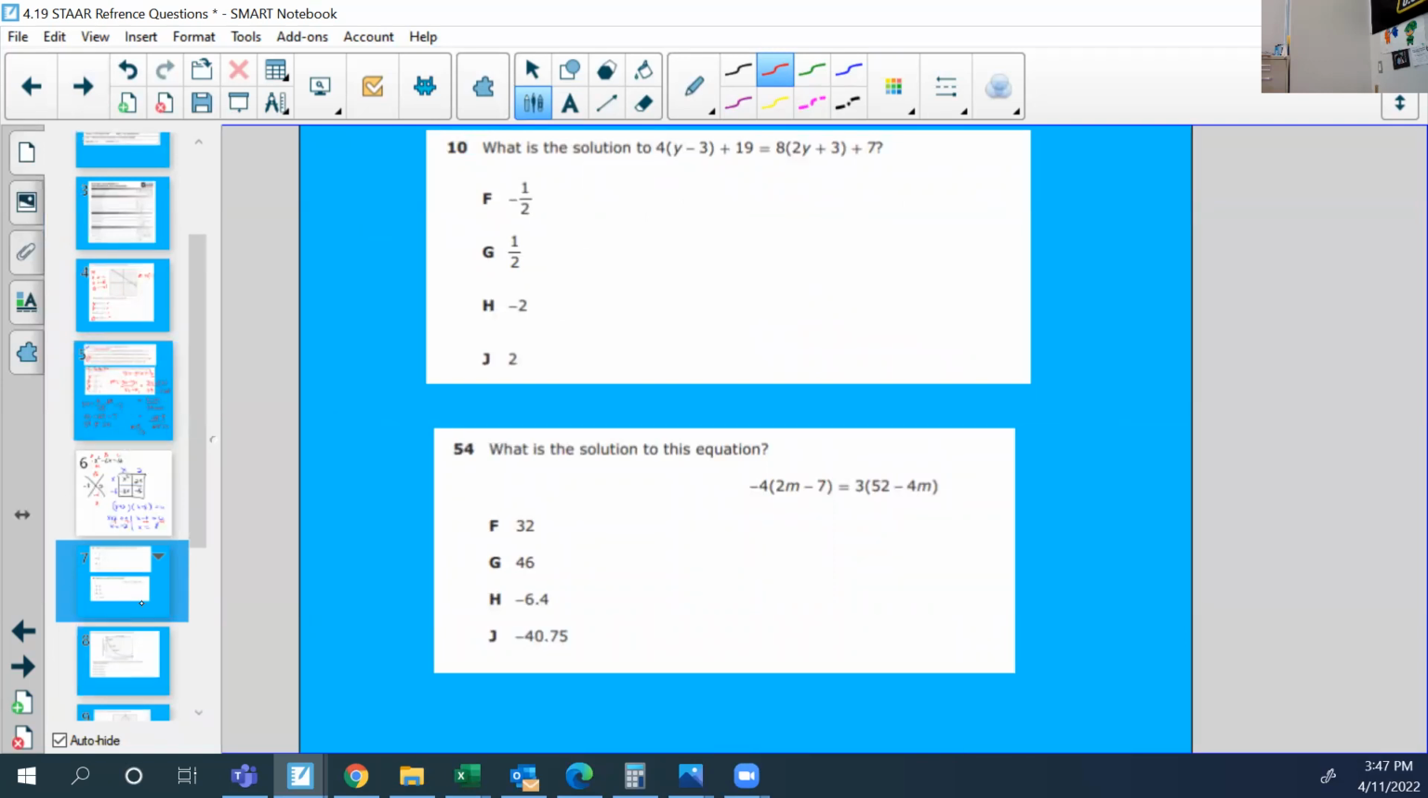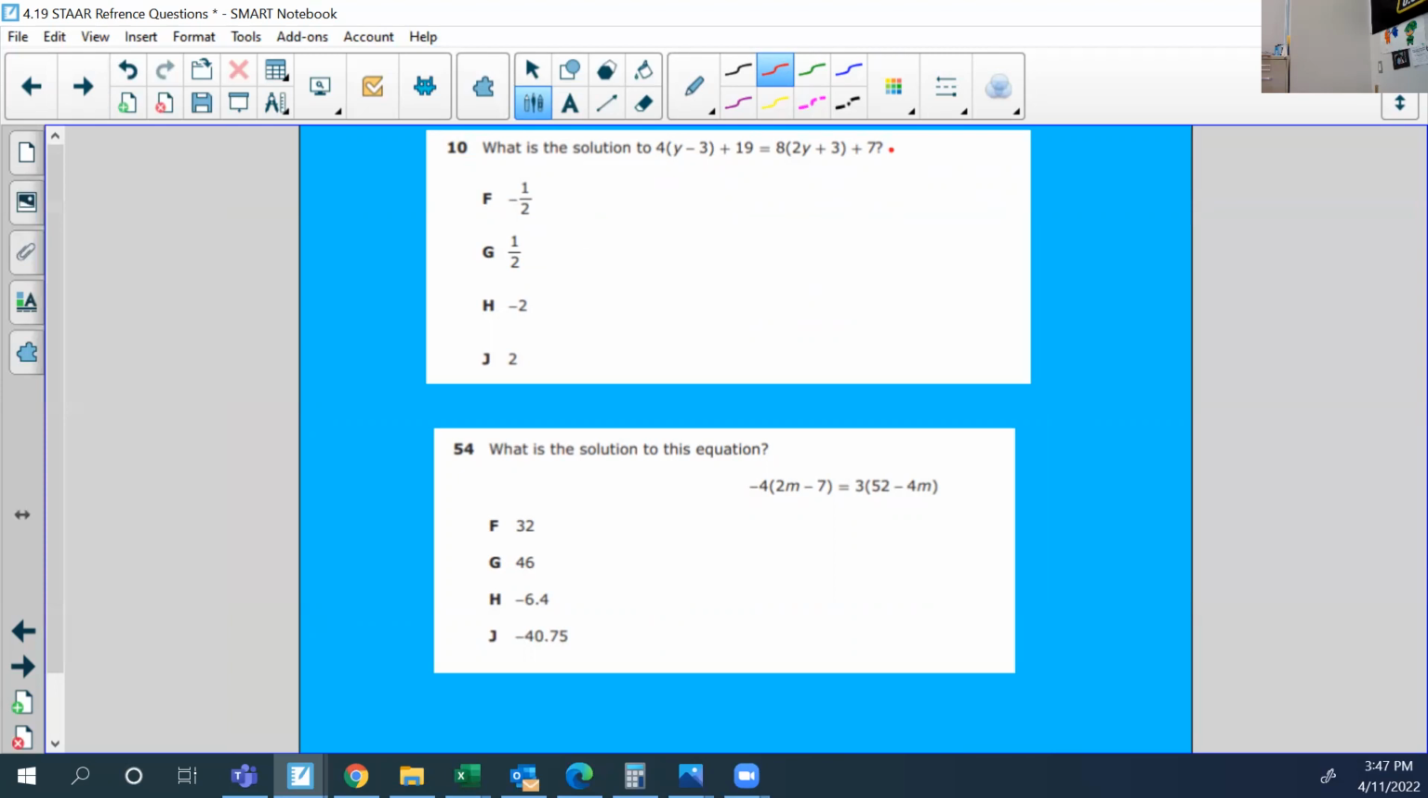There's actually a very easy way of doing this on a calculator. There's a function to do it. If not, you're just going to have to work it out using the distribution method, right? So let's see, I'm going to distribute 4 times y and 4 times 3. So that's going to be 4y minus 12 plus 19 is equal to 8 times 2 is 16y. 8 times 3 is 24 plus 7.